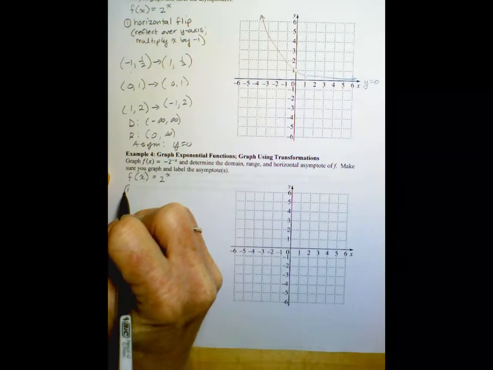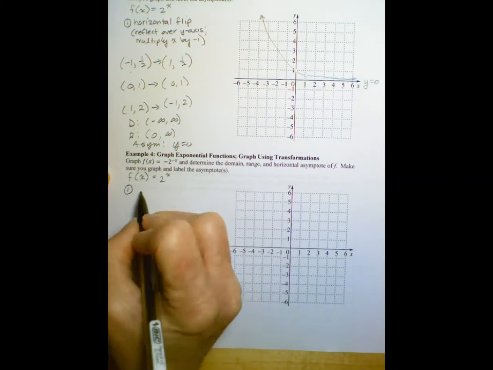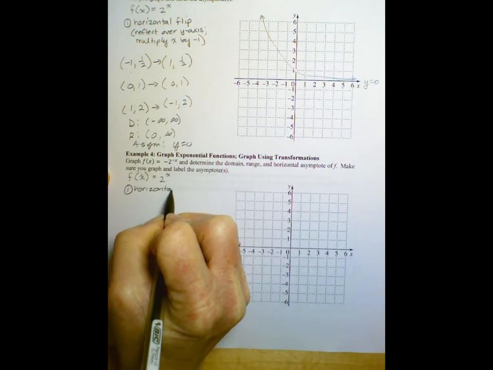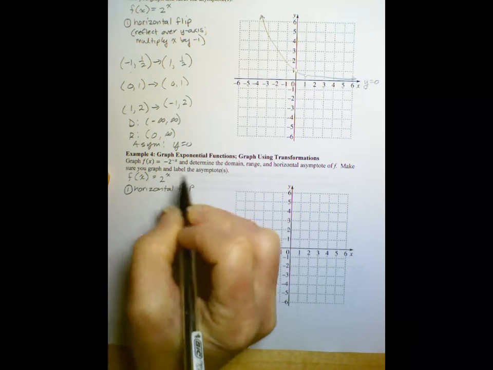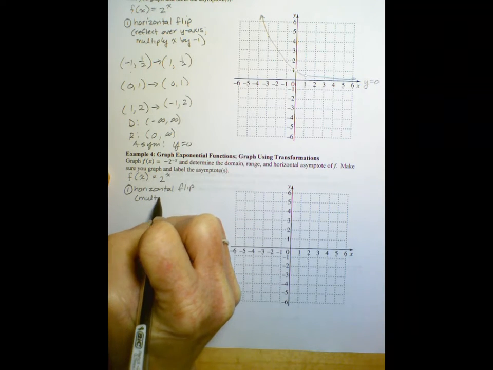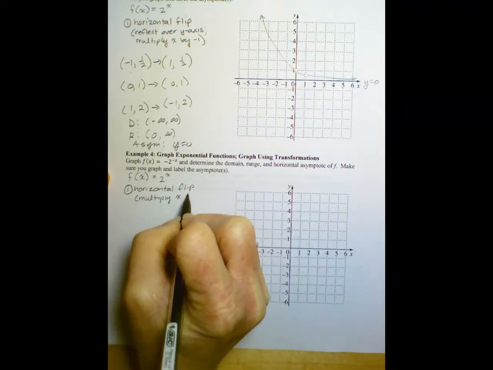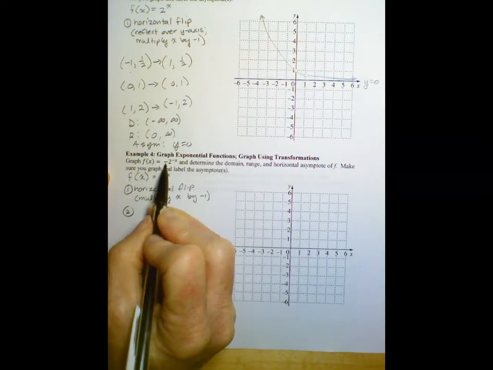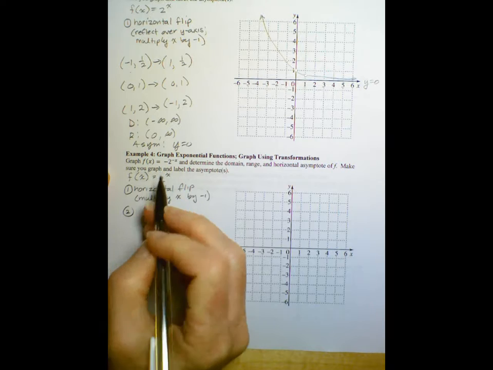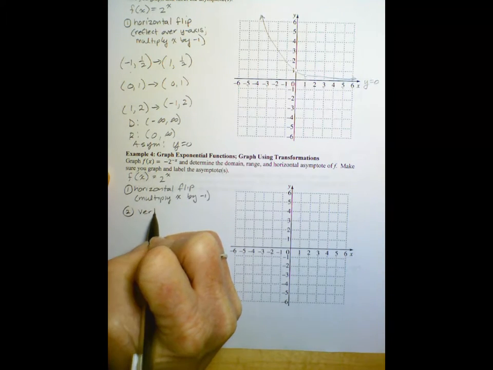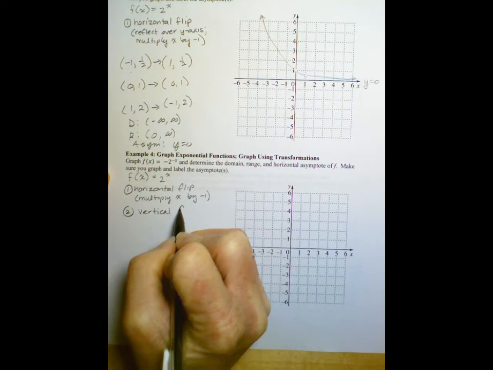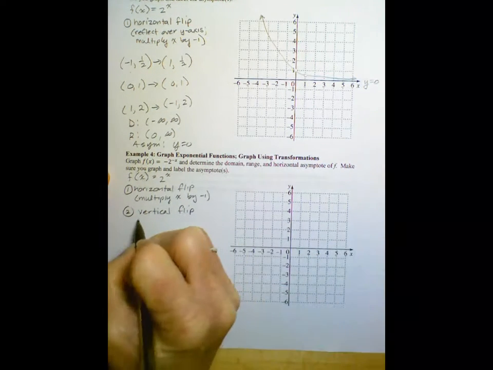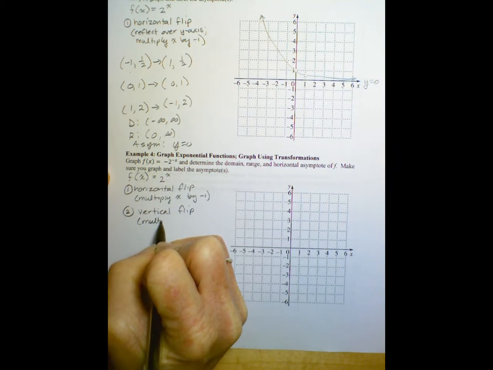So comparing that to this parent function, sometimes I'm writing that just to help us see what the difference is. So we see that the first thing that's happening is inside the function. Again, we have our horizontal flip. And I'll just put multiply x by negative 1. But what does this negative do on the outside of the function? Well, outside the function means vertical, and the negation means a flip.